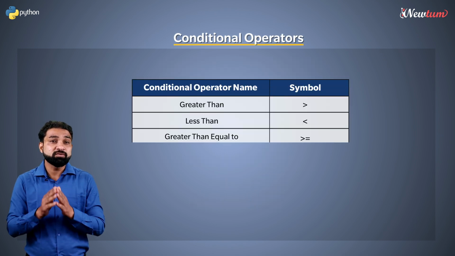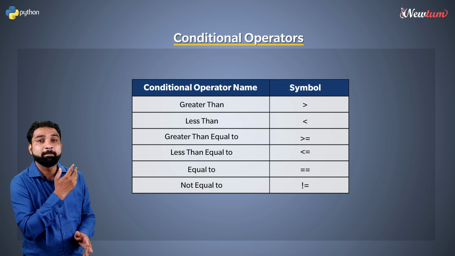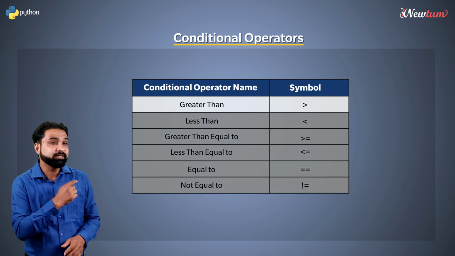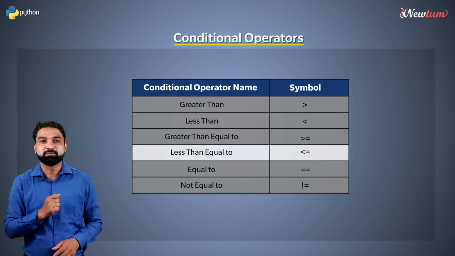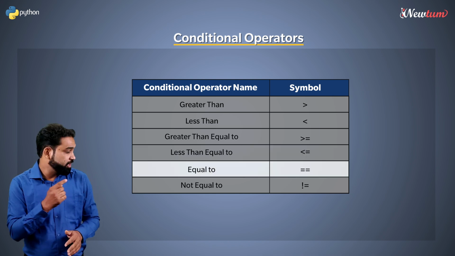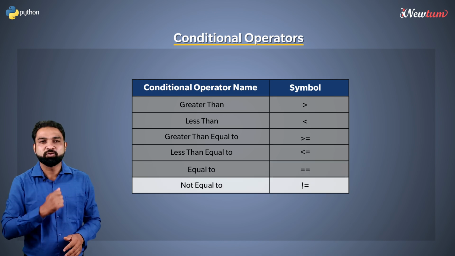In this session, we will learn conditional operators in Python. So, this is the list of conditional operators available in Python. They are greater than, less than, greater than equal to, less than equal to, and we also have the equal to operator and not equal to operator.